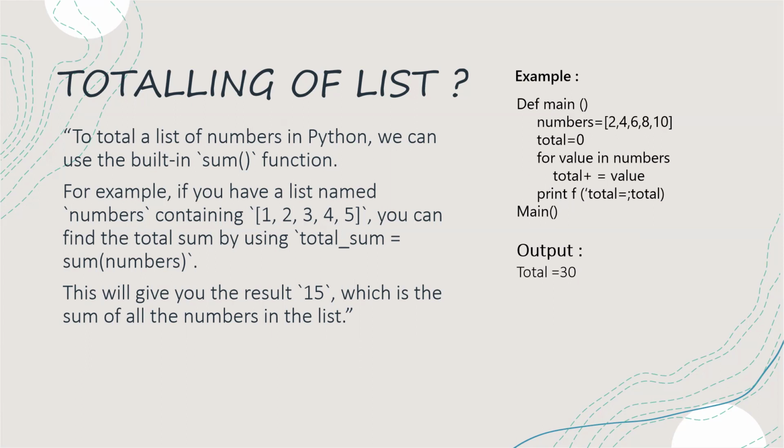Here example, def main, numbers is equal to the given elements 2, 4, 6, 8, 10. Total is equal to 0. Next, for value in numbers, total plus equals value. We have to print the total value is equal to total. Then the output will be 30. Total 30. 2 plus 4, 4 plus 6, like in that way, we have to add all five numbers. The output will be that number.